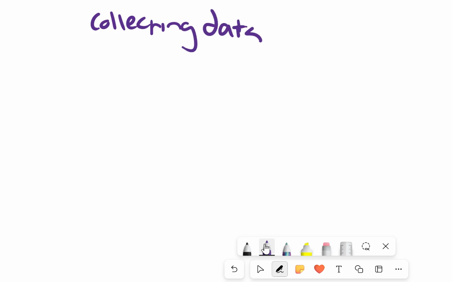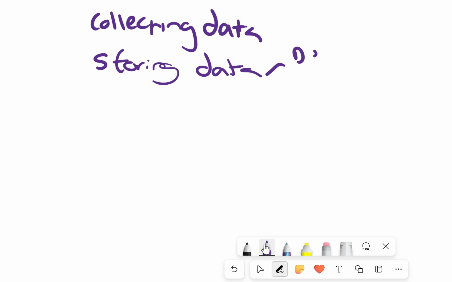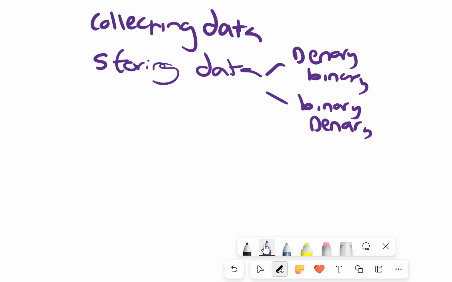So previously in this topic, we've been looking at collecting data. What we're going to be looking at now is the process of storing data. Before I go any further, you need to be comfortable with converting denary to binary, binary to denary, and also denary to binary to hexadecimal.